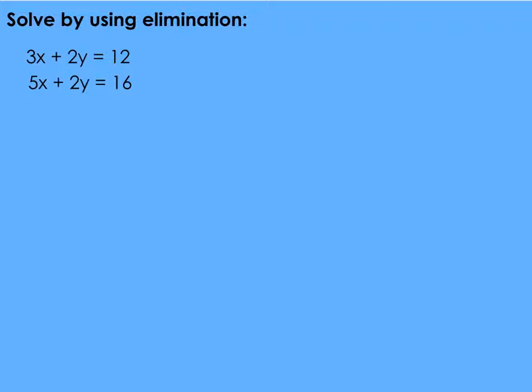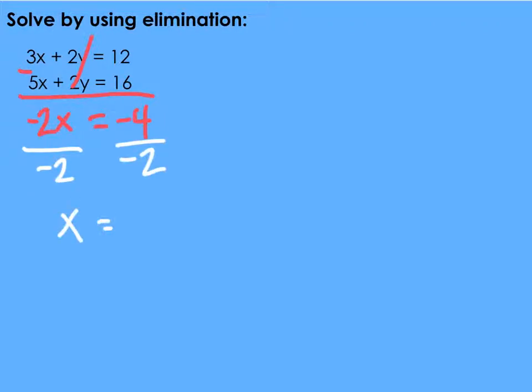Looking at this next equation, I can see that my x's don't match but my y's do. They have the exact same sign, which means I need to subtract. So 3x minus 5x is negative 2x. 2y minus 2y becomes 0. And 12 minus 16 is negative 4. If I solve for x, I'll divide by negative 2 on both sides. That gives me x is equal to positive 2.